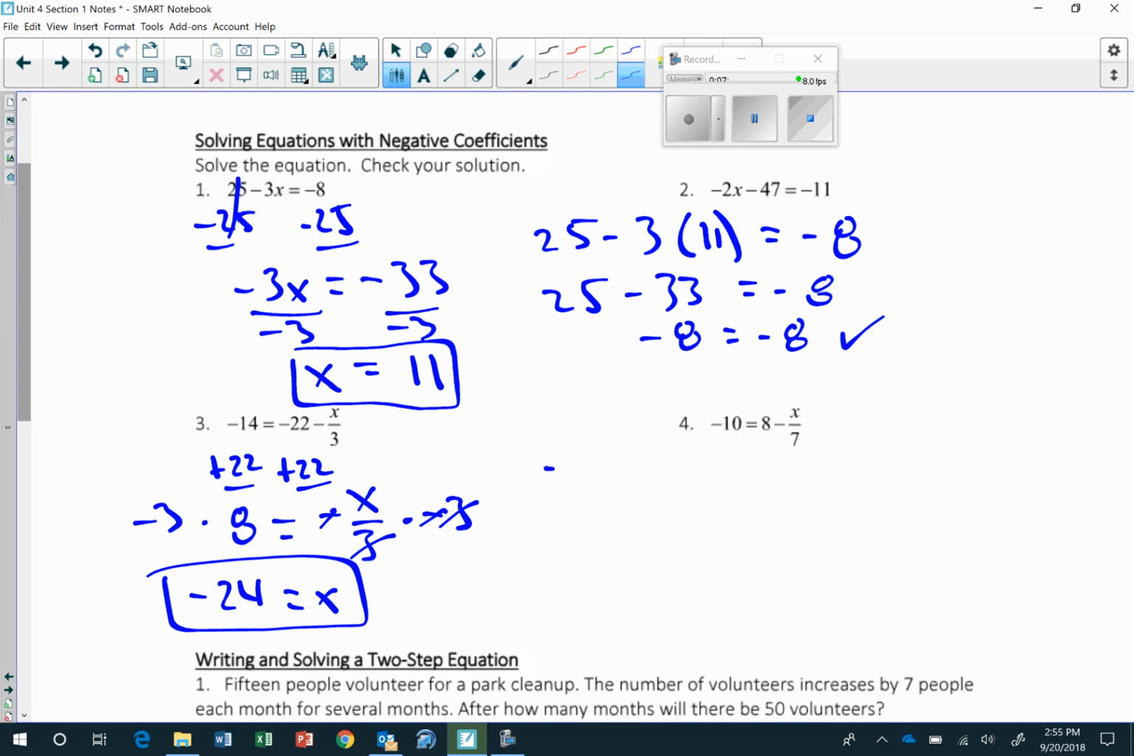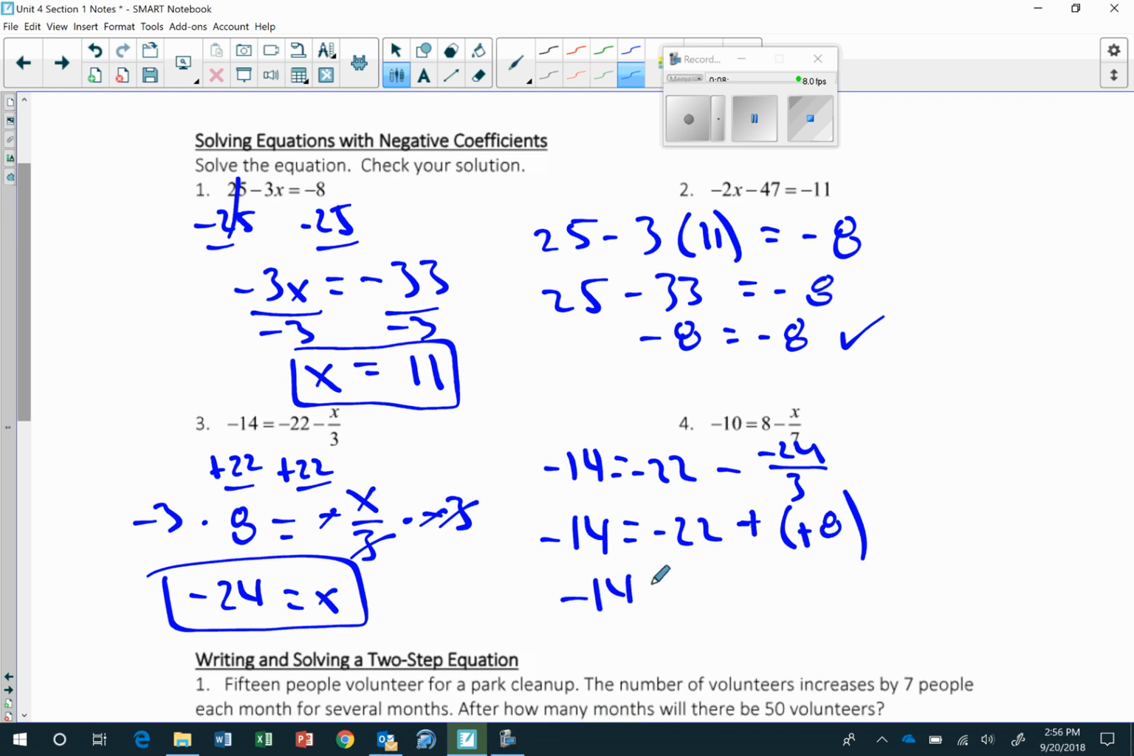I can plug that in to check, so I'll have negative 14 equals negative 22 minus negative 24 over 3. Make sure you're keeping track of all those negatives. So I have negative 14 equals negative 22. I have subtraction. Negative 24 divided by 3 is negative 8. So that minus a negative becomes plus a positive. So I have negative 14 equals negative 22 plus 8, which is negative 14. So I know I'm good there.